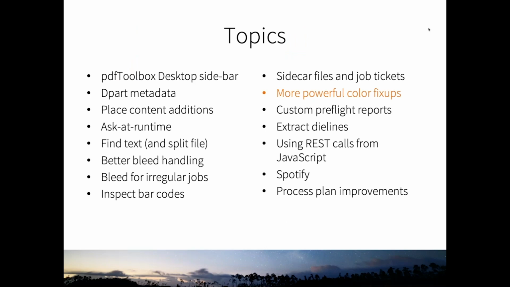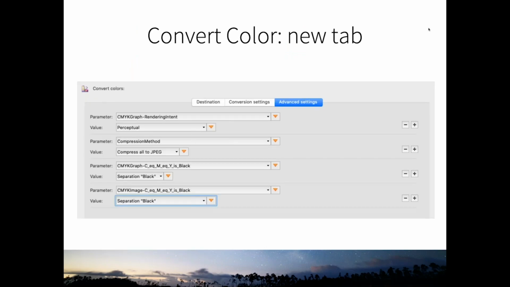So, color. Color is always a fun topic, and I picked a few items, not everything that is new. First of all, if you've worked with Convert Color in the past, you know that this was already, let's say, a complex fix-up to set up. It had two tabs, a destination tab where you had to enter some stuff, and then a conversion settings tab. In pdfToolbox 11, there is a third tab called Advanced Settings.